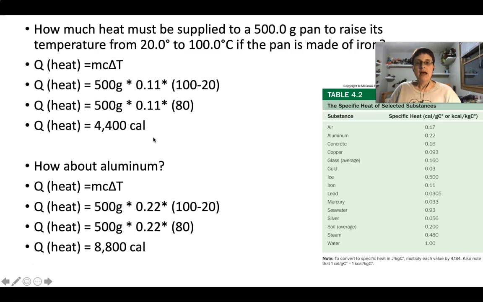So once it hits that number for heat addition, it will be already at 100 degrees, while the aluminum pan is going to be still waiting for another 4,400 calories of energy before it hits the 100 degree mark. So that is the solutions for the specific heat problems.